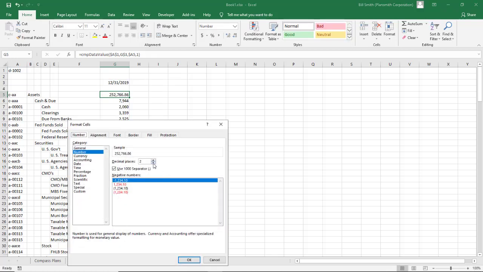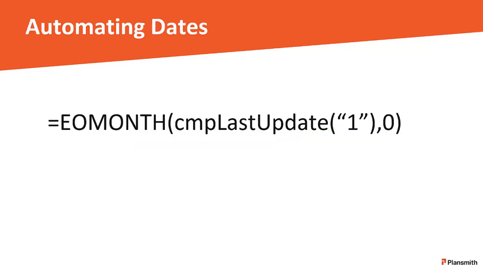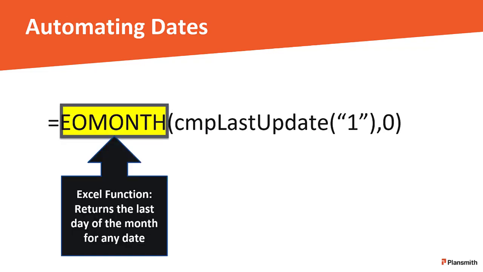Remember before I promised that I'd show you a way to automate this date so it would always bring the report to the current Compass update? Let's see how we do that next. To automate the date, we actually use 2 functions. The first function is an Excel function called EOMonth. EOMonth takes any date in Excel and converts it to the last day of the month.